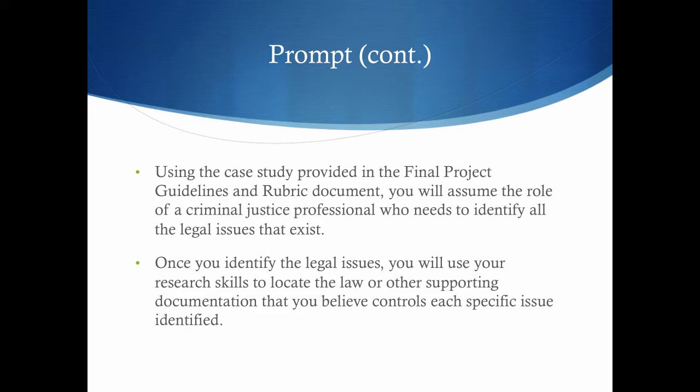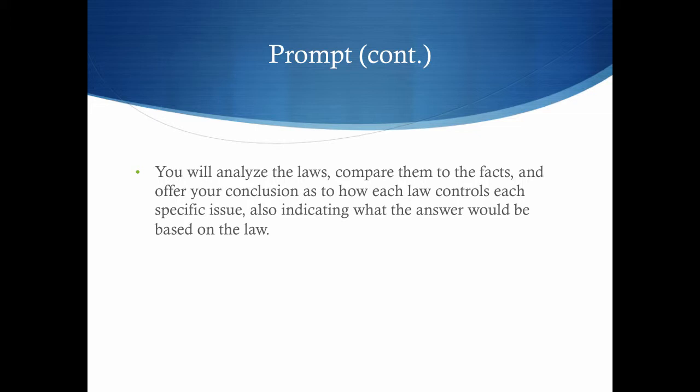Using the case study provided in the final project guideline and rubric document, you will assume the role of a criminal justice professional who needs to identify all, it should say, 5 legal issues that exist. Once you identify the legal issues, you'll use your research skills to locate the law or other supporting documentation that you believe controls each specific issue. You'll analyze the laws and compare them to the facts of the case, and then you'll offer your conclusions as to how each law controls each specific issue, also indicating what the answer would be based on law.